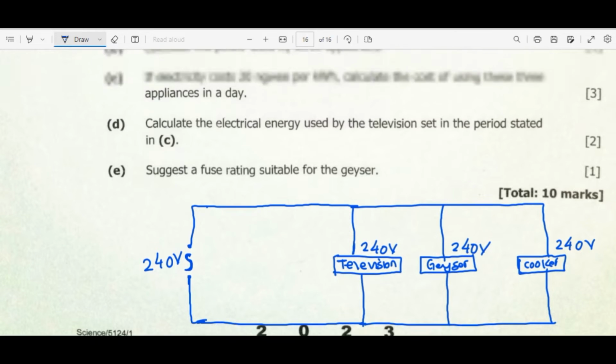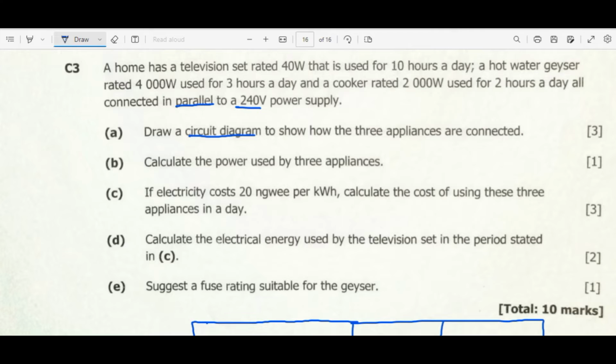Now let's go back to question B. Question B is to calculate the power used by the three appliances. So we want power. Since the information that we are given here is about power, how can we find the power in this case? We just have to add the three powers from each appliance.